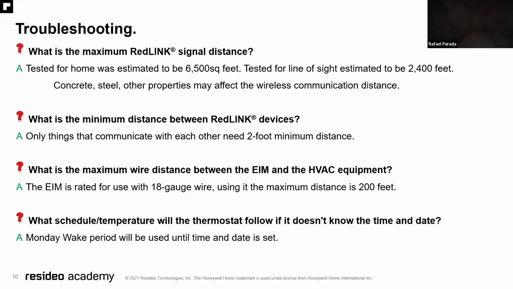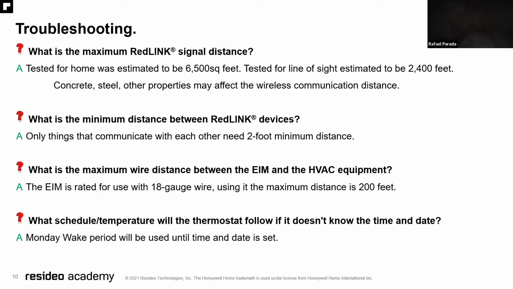Another really common question, what is the maximum RedLINK signal distance? And well, we have tested our devices inside a home to be estimated into 6,500 square feet. And when we tested on a straight line of sight, we have up to 2,400 feet. Remember, the materials, the concrete, the steel, and other properties may affect the wireless communication distance.